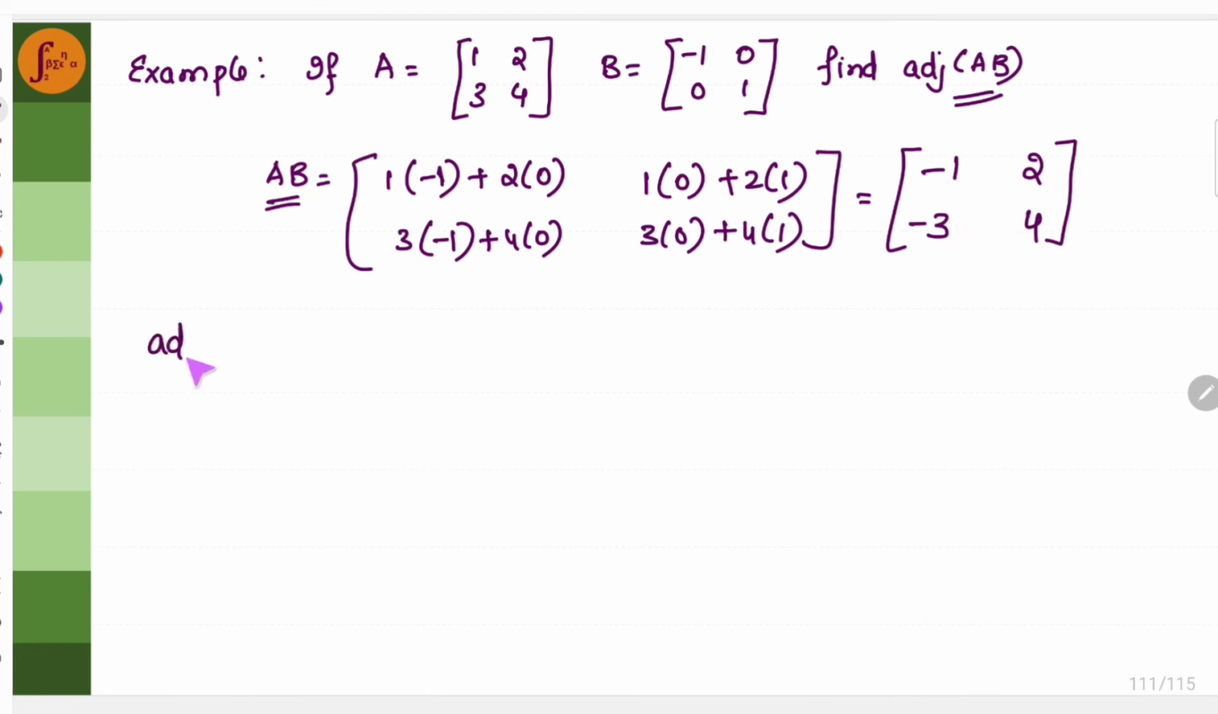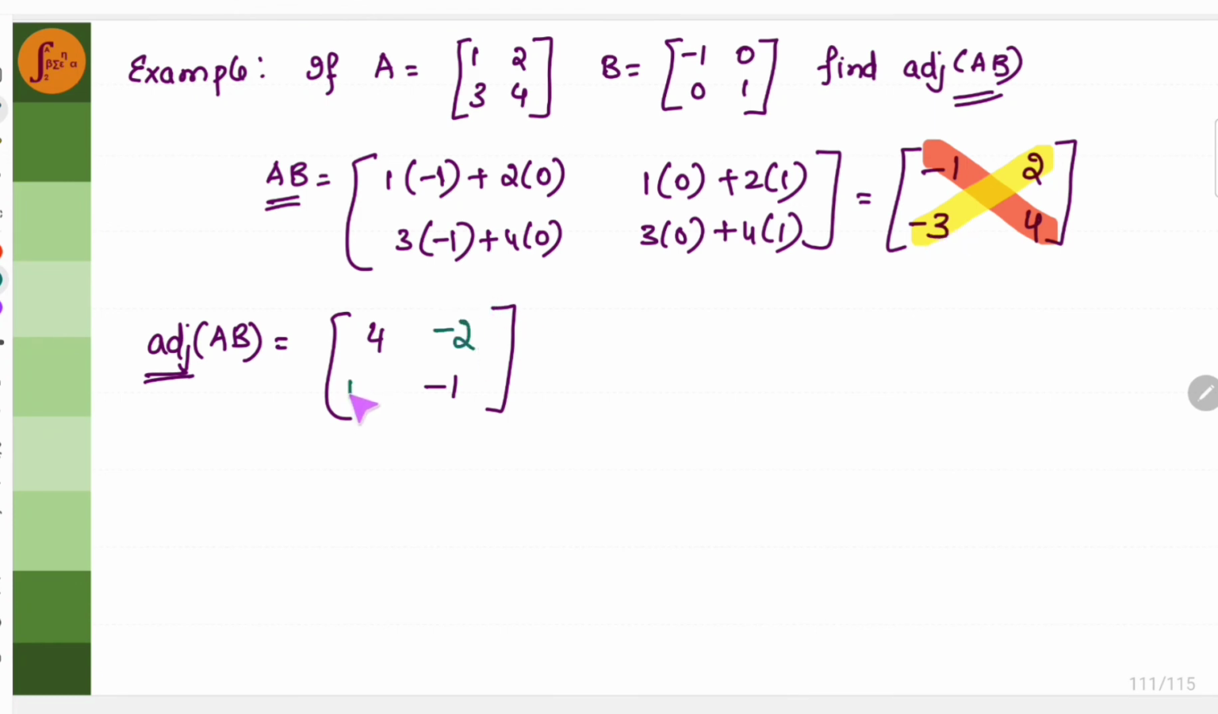Now we'll find the adjoint of AB. Remember, we represent adjoint as ADJ. Adjoint of AB, now we'll use that shortcut. We'll interchange this leading diagonal, so it's going to be 4 minus 1. Now we'll swap the signs. Instead of 2, it's going to become minus 2. Instead of minus 3, it's going to become plus 3. So we have found the adjoint. This is the adjoint of AB. With this, we have come to the end of this particular topic.